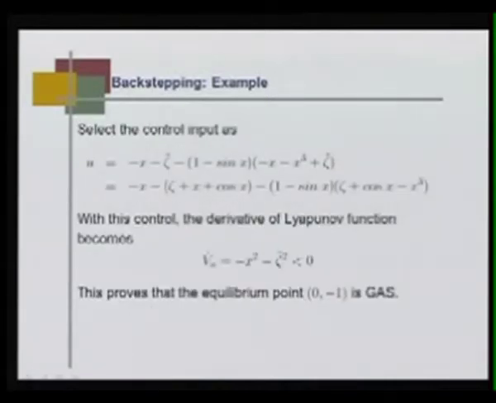So, selecting u to be minus x minus xi tilde minus 1 minus sin x, this quantity, we get, and replacing xi tilde as xi plus x plus cos x, we get V dot is minus x square minus xi tilde square. If I take this quantity and put it there, I get V dot is minus x square minus zeta tilde whole square, and this proves the equilibrium point is globally asymptotically stable, because this is always negative definite.